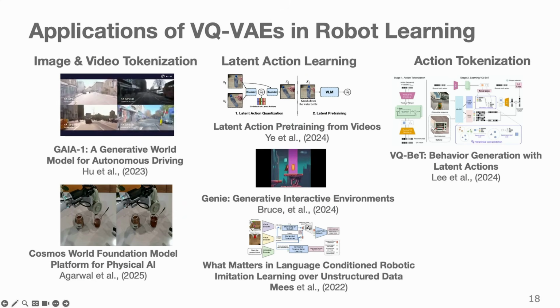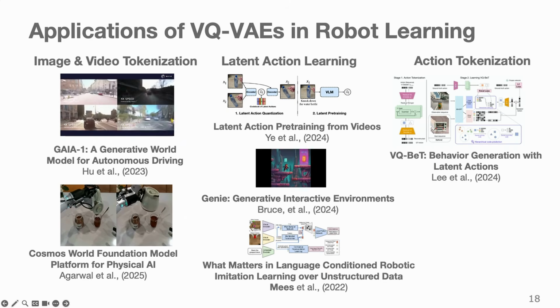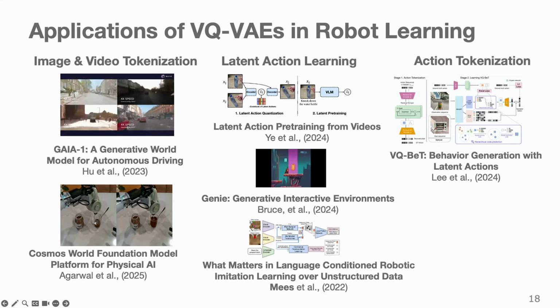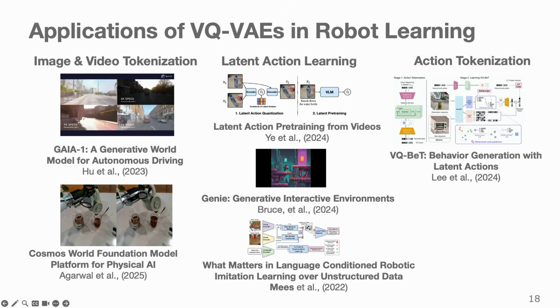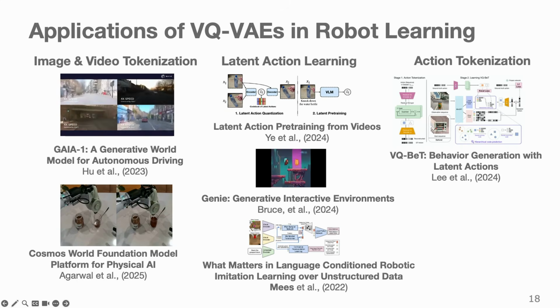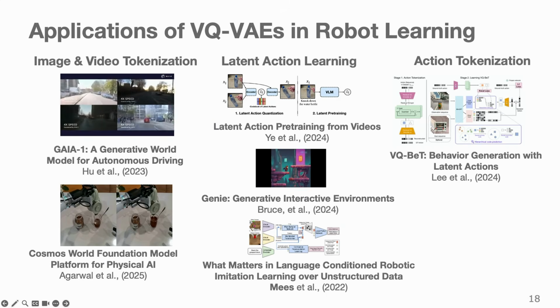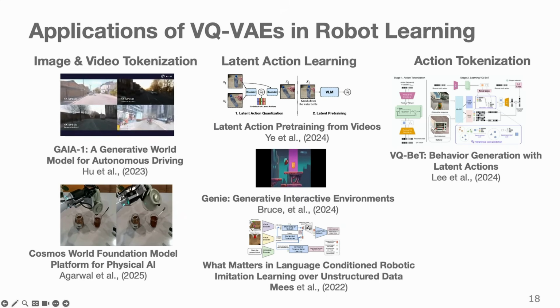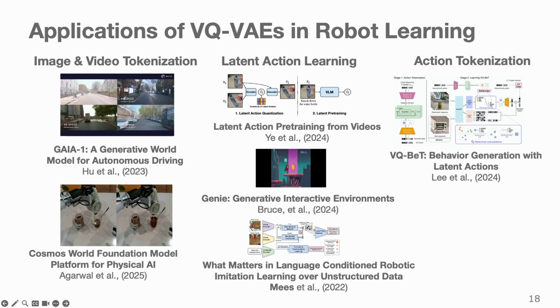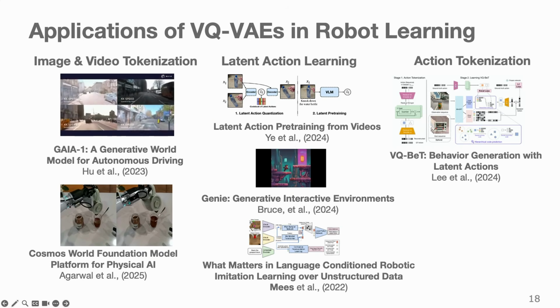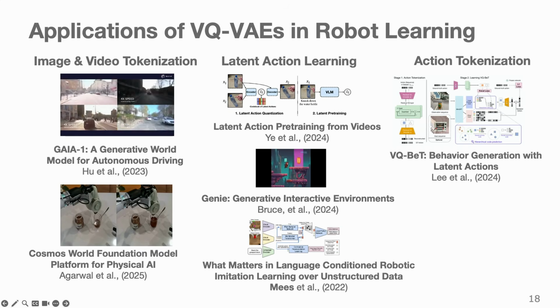To summarize, VQ-VAEs turn continuous signals into discrete tokens, enabling transformers to reason over observations, actions, and behaviors in a unified token space. In robot learning, you can find them across many different applications. For example, they are very popular for tokenizing images and videos, as you can see on the left side, in models such as Gaia for self-driving or Cosmos video models.